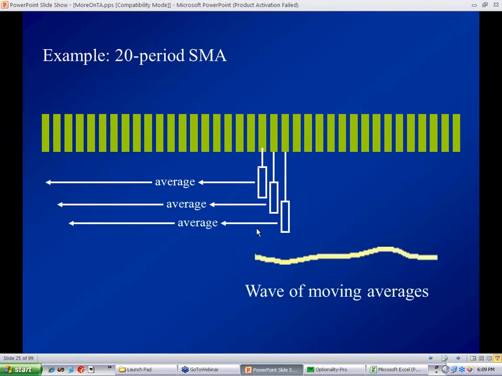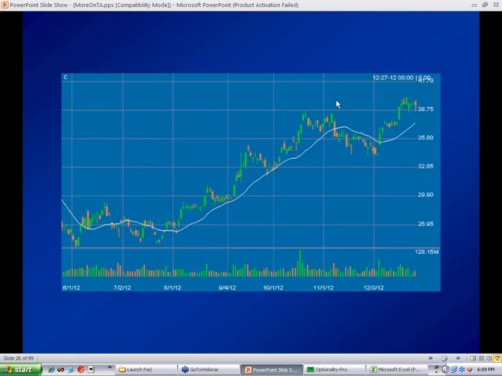So in other words, you'd wind up with a wave that looks something like this, because each of the points of the moving average is a summarization or an averaging of the previous 20 bars. That's if it's a 20-period moving average. If it were a 50-period, it would measure the previous 50 at each point, et cetera. Now, why would you want to do that? Well, there's several reasons. One is so you can see the trend.